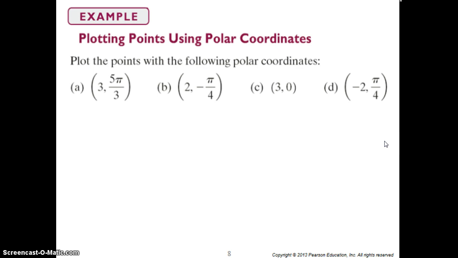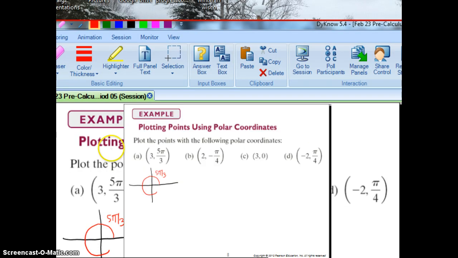Okay, so now let's do a couple of practice problems. If we're asked to plot these polar coordinate values, let's practice this. This first one, 3, 5 pi over 3. This is what we just did, actually. We're going to be rotating 5 pi over 3 units, which is to quadrant 4. And then we're going to take 3 steps.